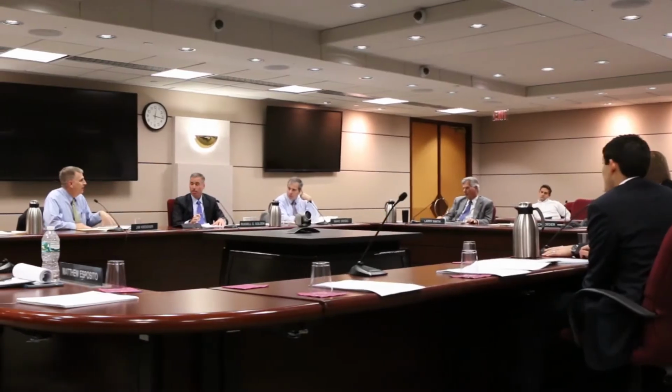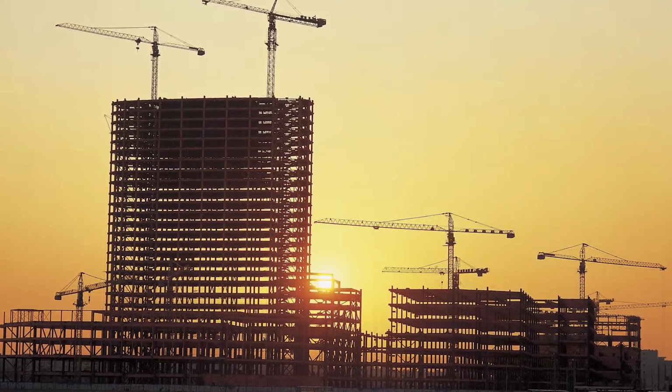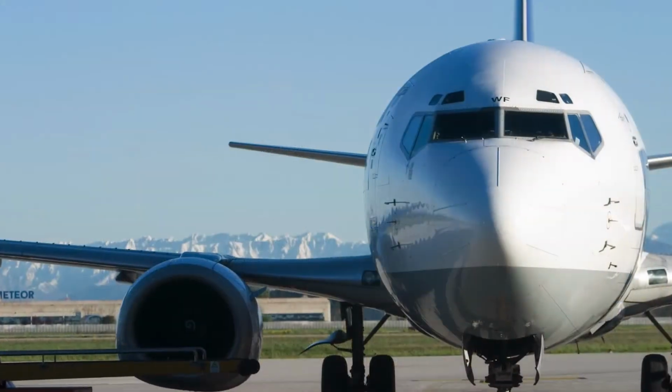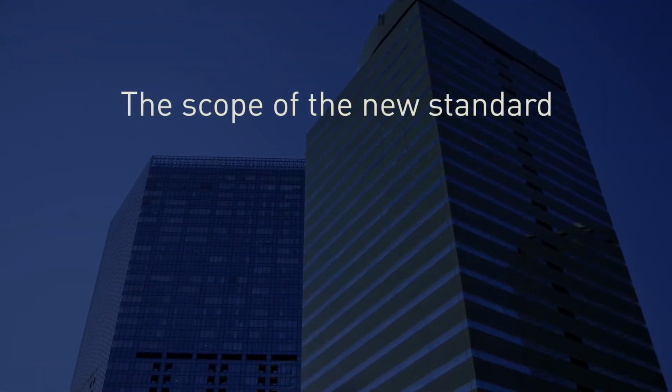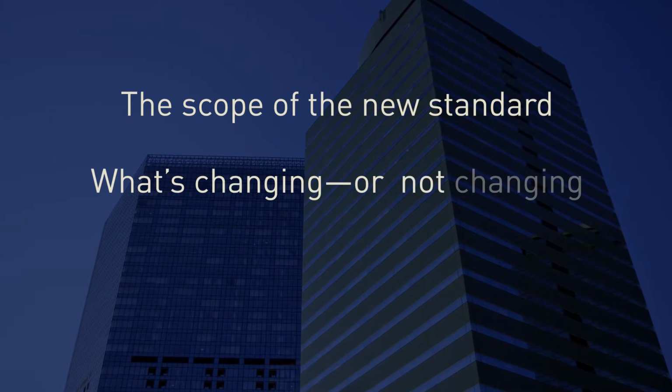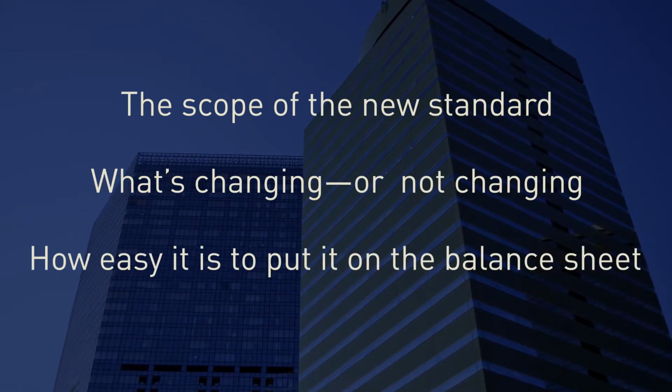In early 2016, the FASB issued a new standard intended to improve financial reporting about lease transactions. In this video, we'll demonstrate how organizations that lease assets, referred to as lessees, can apply the new standard. Specifically, we will look at the scope of the new standard, what's changing or not changing, and how easy it is to put it on the balance sheet.